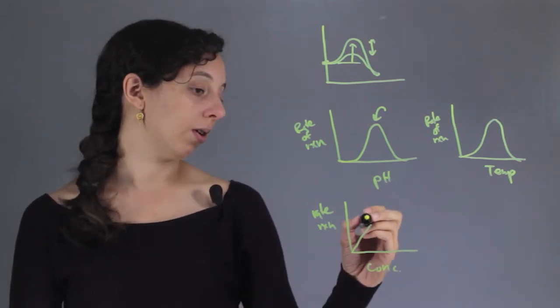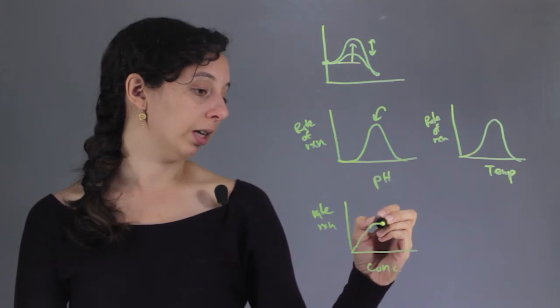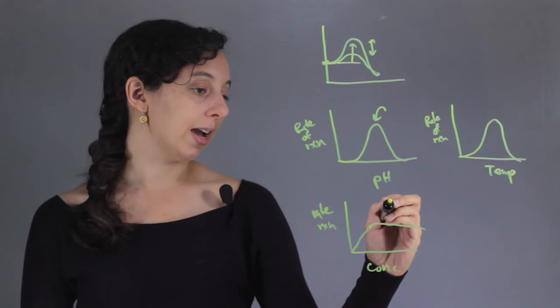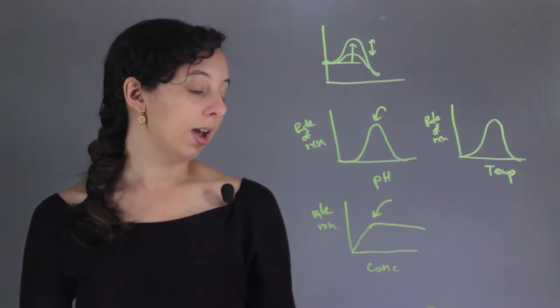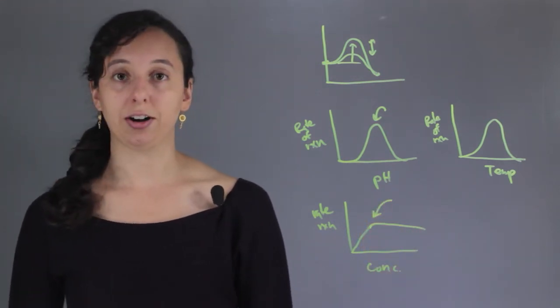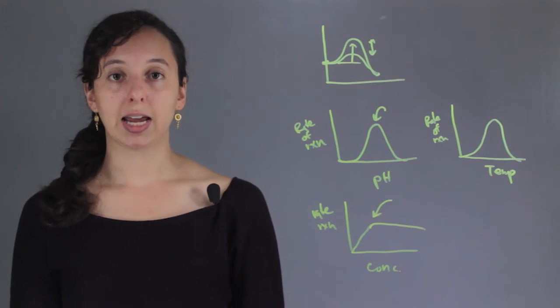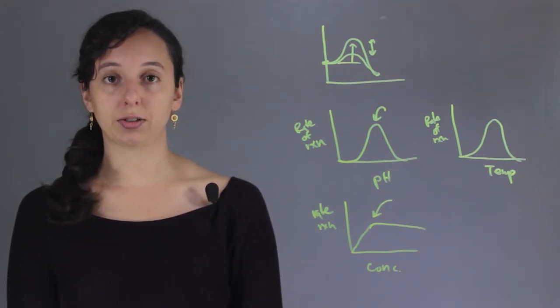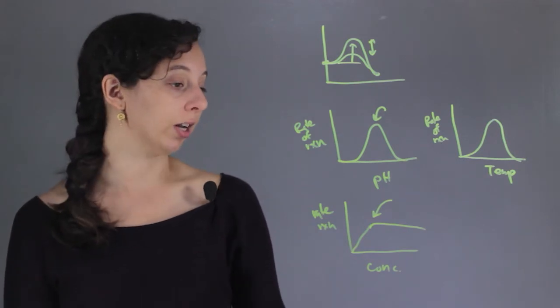But what happens is eventually there's a point where you're adding more and more, but it doesn't actually affect the rate of reaction. And that's because it's completely saturated, right? So if you have 10 enzymes for every 1 reagent, it really doesn't matter. That's not helping your reaction anymore.